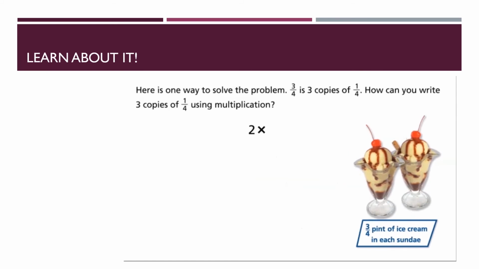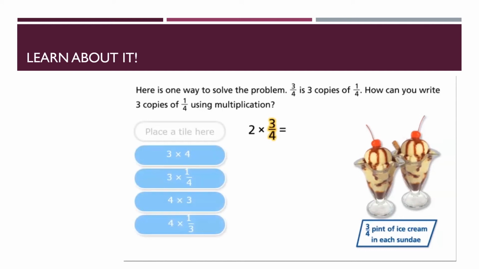Here is one way to solve the problem. 3/4 is 3 copies of 1/4. How can you write 3 copies of 1/4 using multiplication? Select your answer. I don't know about you, but I want ice cream. That ice cream looks delicious.